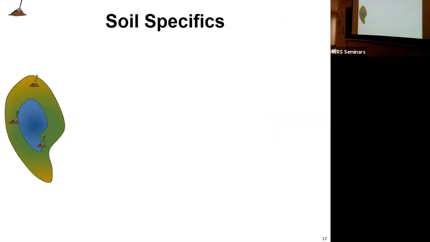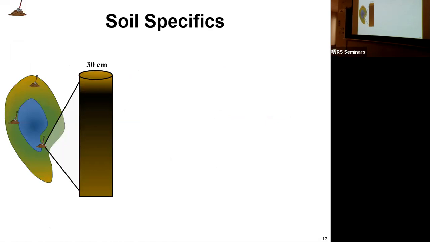which brings us to our next point, soils. What we did is we took three soil cores from within each basin. We had them evenly spaced out.